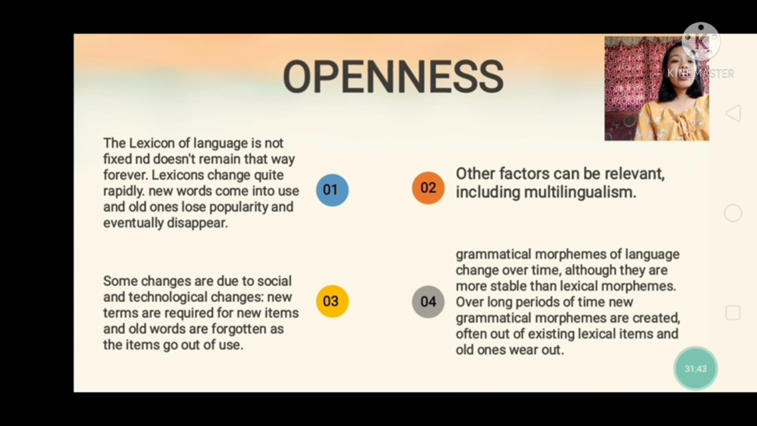And lastly, grammatical morphemes of language change over time. Although they are more stable than lexical morphemes over long periods of time, new grammatical morphemes are created, often out of existing lexical items, and old ones go out. So parang the new has come, the old has gone. So merong ganong rule ang lexicon.